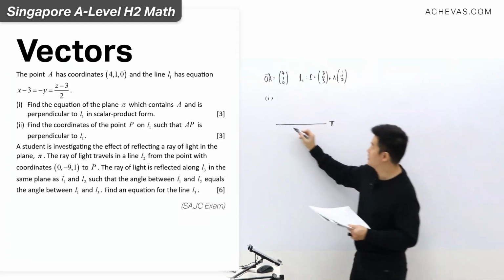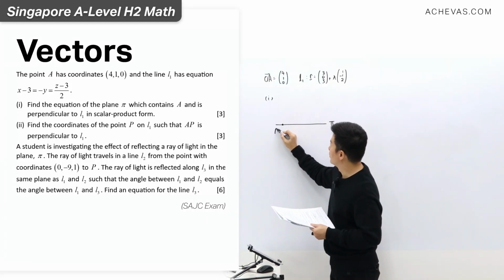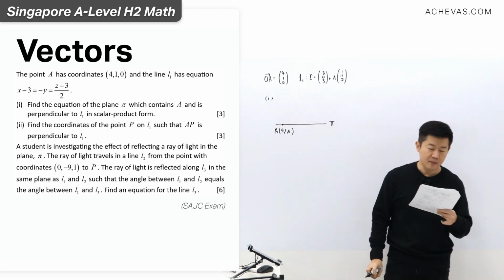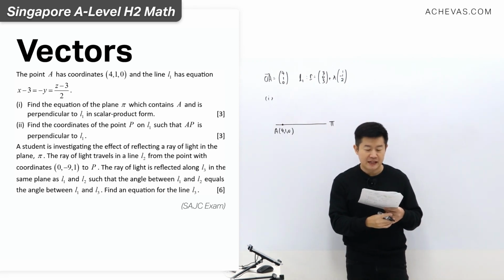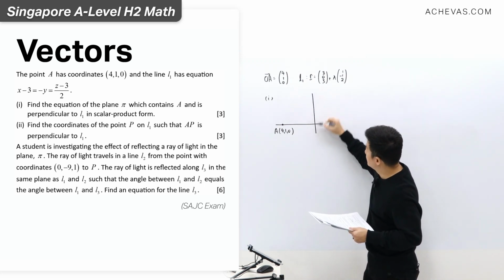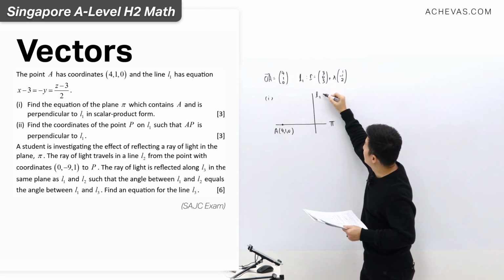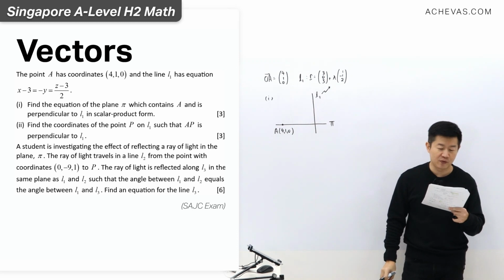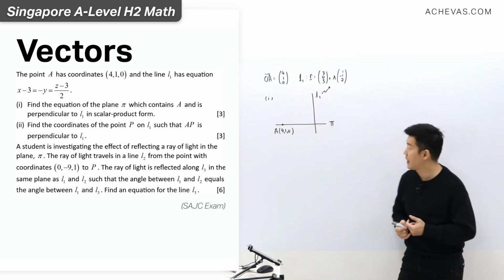Plane pi contains point A, which is (4, 1, 0), and it is perpendicular to L1. So let's say L1 is here, and I know the equation of L1 is this. We are supposed to find the equation of the plane pi.